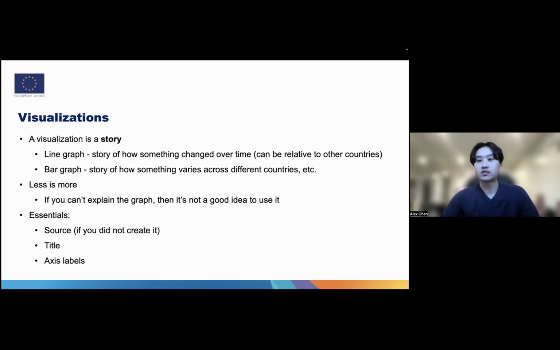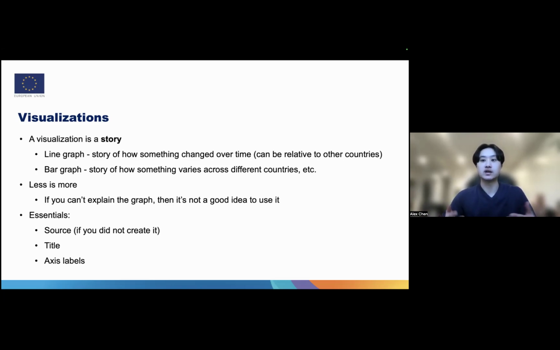You also have bar graphs. So say you're comparing GDP growth across all Eurozone countries. And generally, less is more in terms of complexity and also just noise. I think a good rule of thumb here is that if you can't explain the graph, then it's not a good idea to use it.